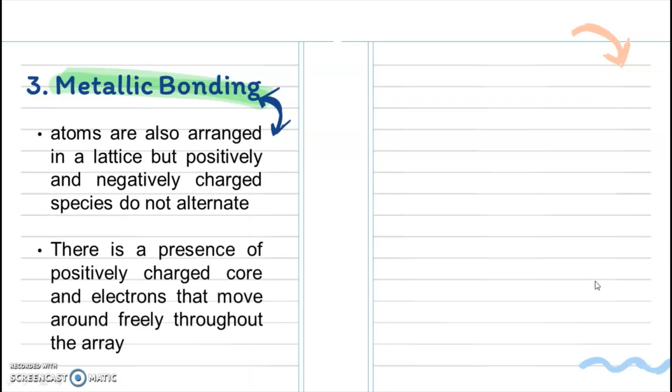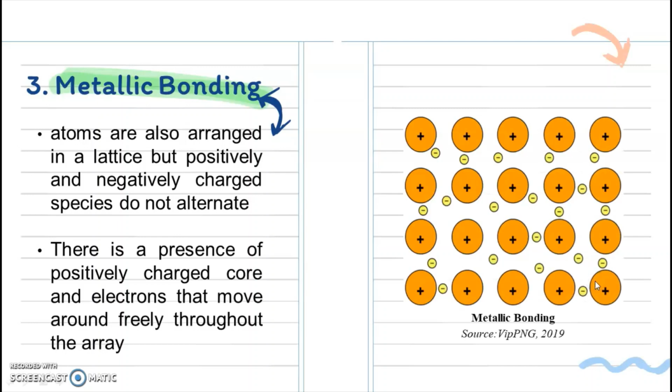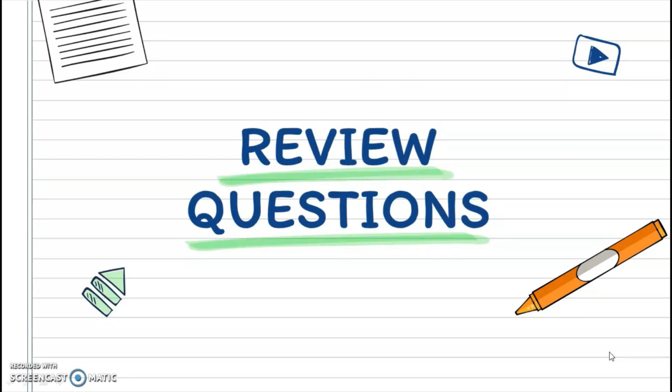Paano yung kanilang arrangement? Sabi niya, there is a presence of positively charged core and electrons that move around freely throughout the array. Paano yung kanyang itsura? So, ganito daw. Yung mga positively charged niya, nag-a-align. And then, yung negative charge, nagpo-flow siya freely dun sa mga spaces. And yung mga electrons na yan, yung mga moving electrons, yun yung nagko-conduct ng electricity. That ends our discussion. So, to practice what we've learned, let us answer these review questions.